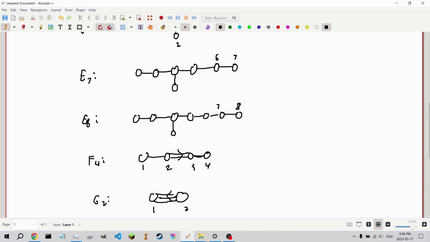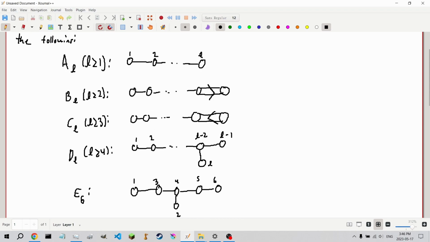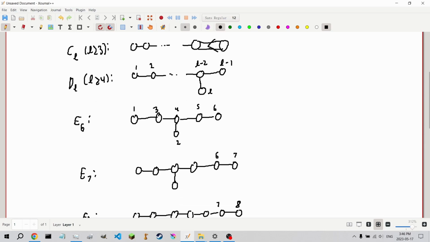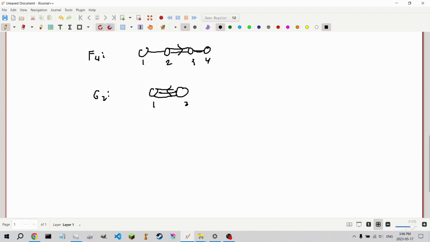And these restrictions, it's worth noting, are just to avoid duplication. Otherwise, L equal to 1 is going to give you A1, which is just a single node. C2 will also look like B2, and D_L only really starts to make sense at 3, in which case it looks like A1. So L has to be at least 4 in the case of D.